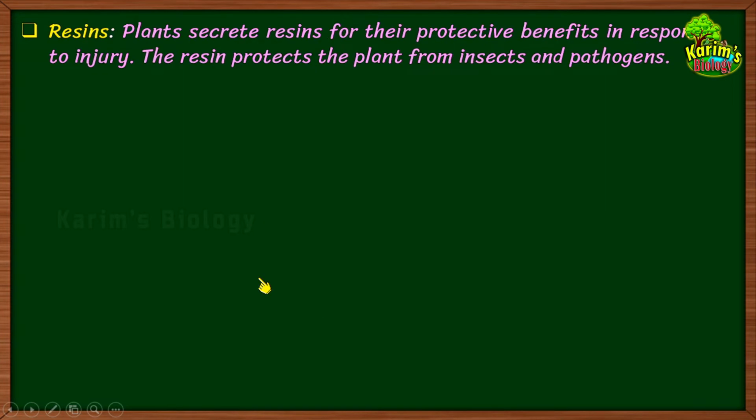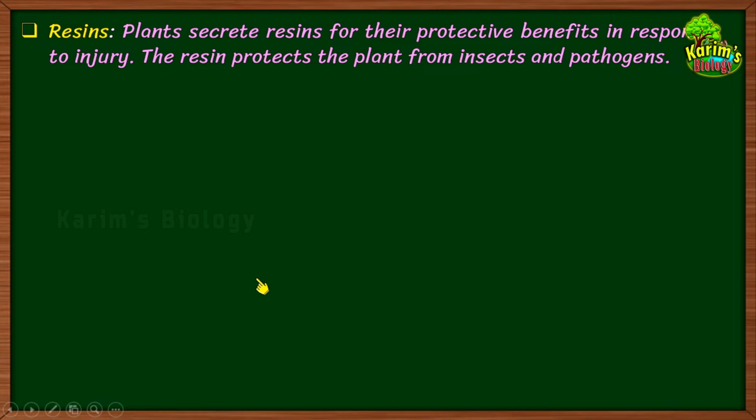And the next type of secondary metabolites are called resins. Okay, resins are gummy substances. They are not gums, but they are just like gums, and plants secrete these resins for protective benefits, for their own protection. Particularly they are secreted in response to injury. When they get injured, immediately through that injured part, resins are secreted.